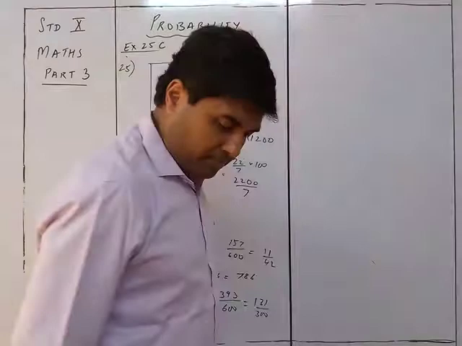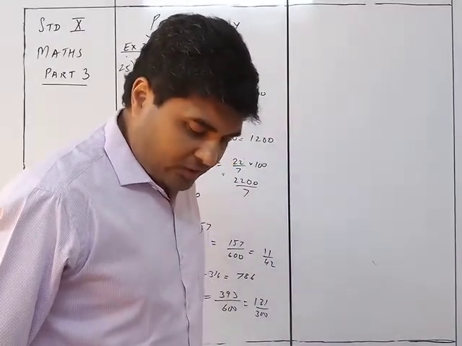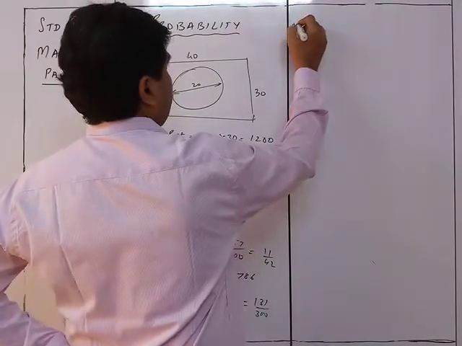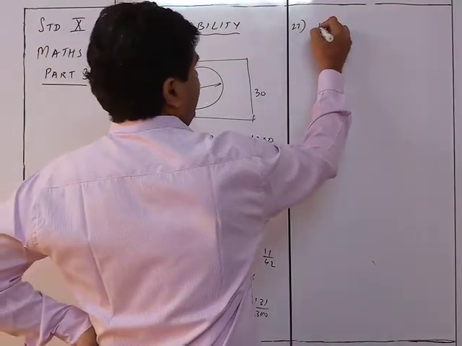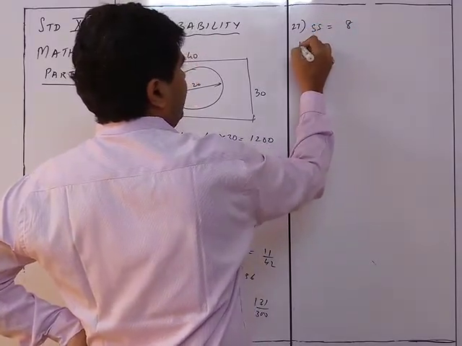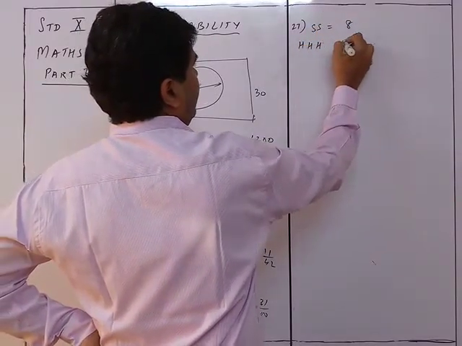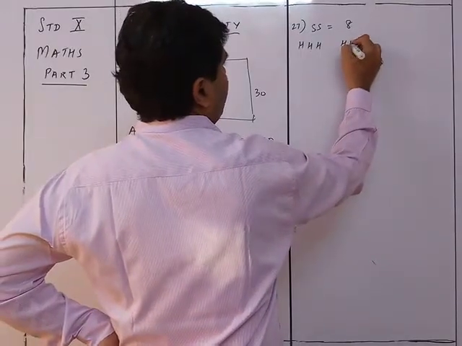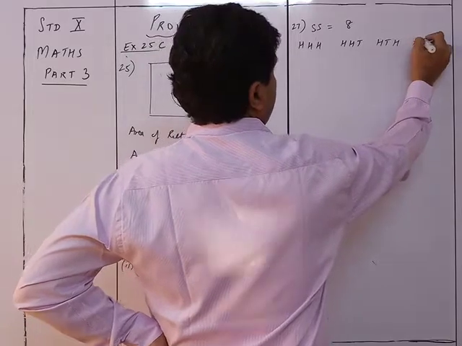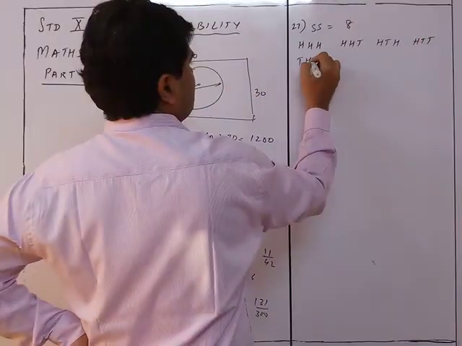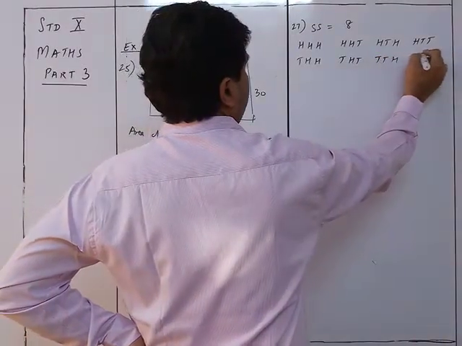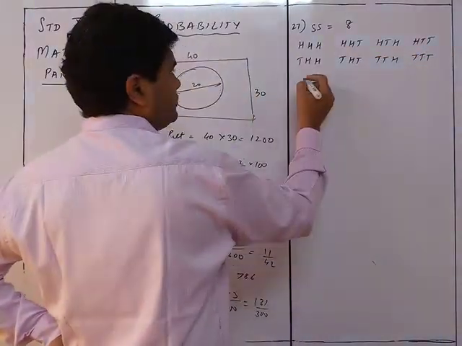We move on to sum number 27. Three coins are tossed together, with a probability. So the first thing is three coins tossed together, so the sample space is equal to 8. It is HHH, HHT, HTH, HTT, THH, THT, TTH, TTT. Okay, this is the sample space.